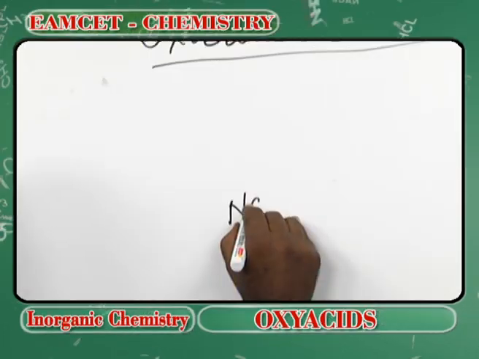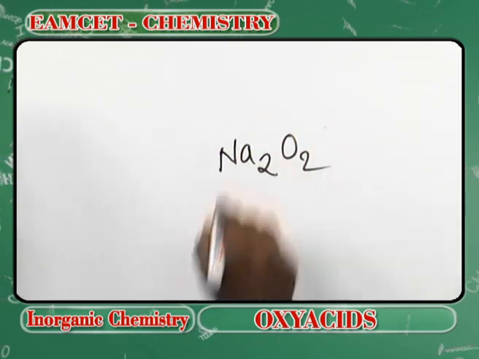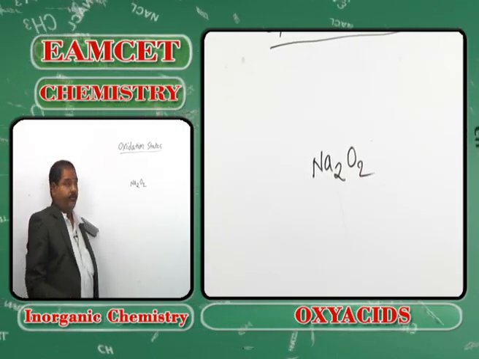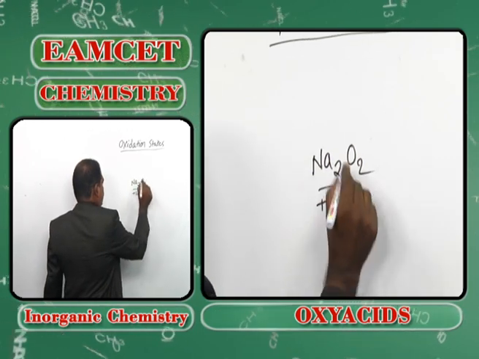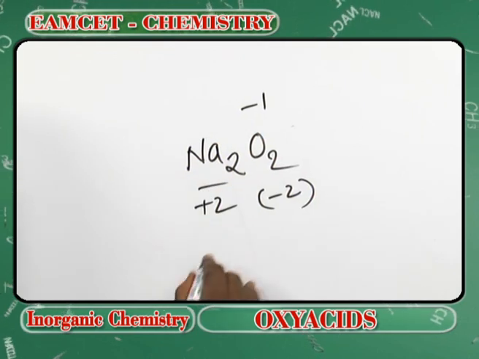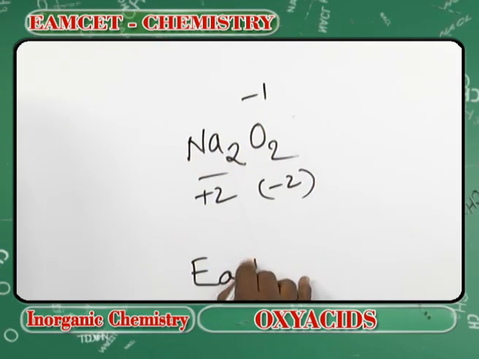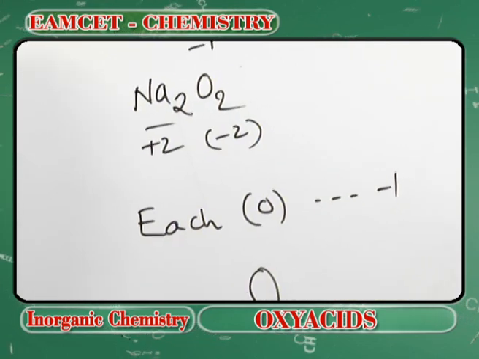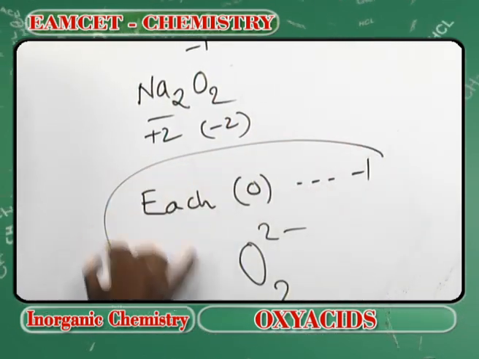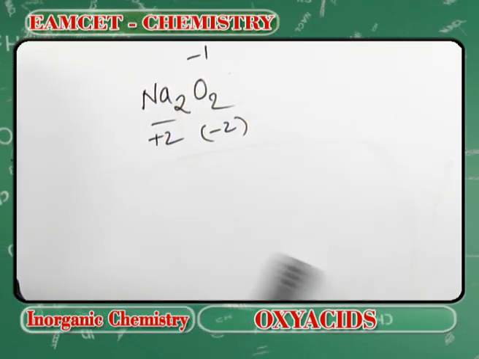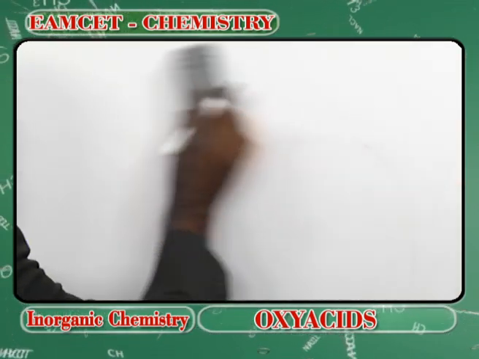Would it be a peroxide? Check. Sodium fixed, +2. 2 oxygens, -2. Each oxygen, -1. Or O2 2 minus. These both will indicate this is sodium peroxide. Sodium peroxide. There is an interesting situation here.